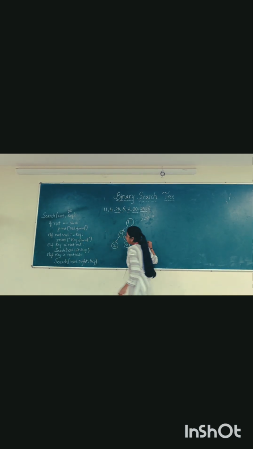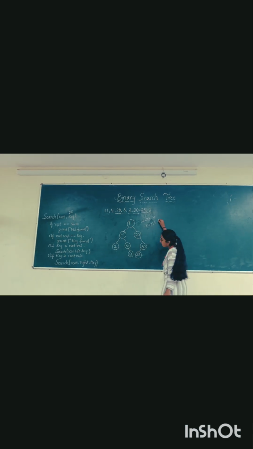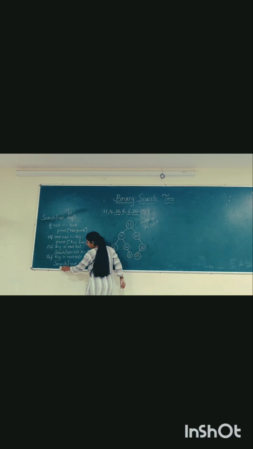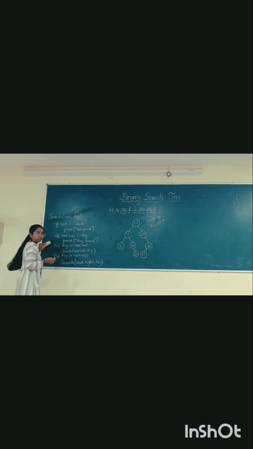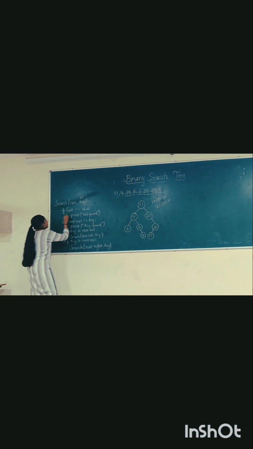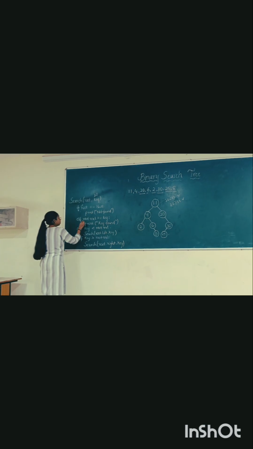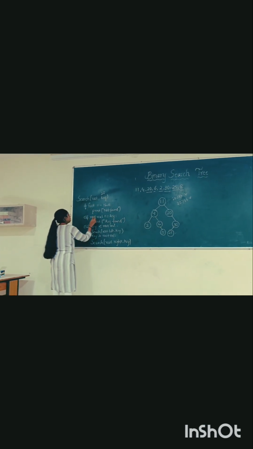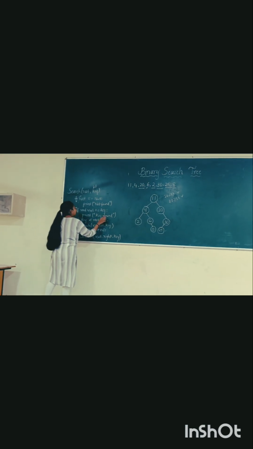It will go to another condition. Key is greater than root value. Is 20 greater than 11? Yes. Again, it will call the search function and these operations will be done. So now the root value is 20. Is 20 equal to null? No, it will go to the next condition. Root dot value is nothing but 20. Is 20 equal to key 20? Yes, it will print the key found.